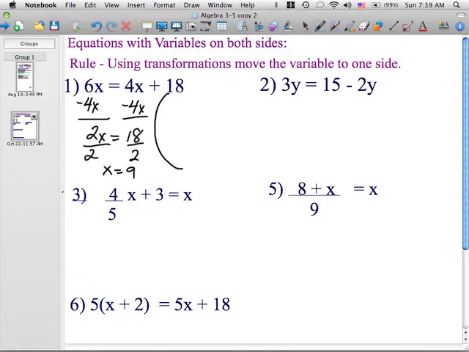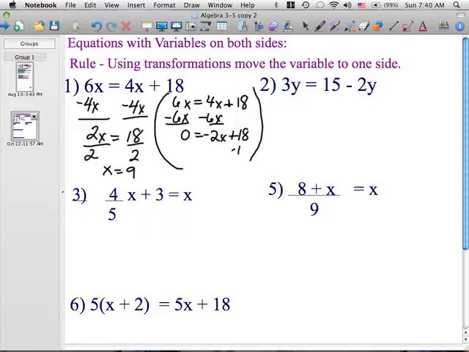If you do it the other way, I'm just going to show this once. It works. However, it takes a number of steps, and most people make a mistake when they do this. If you subtract 6x from both sides, you get 0 equals negative 2x plus 18. Then you have to subtract 18 from both sides, and you get negative 18 equals negative 2x. And then divide by negative 2, and you still get 9 equals x.